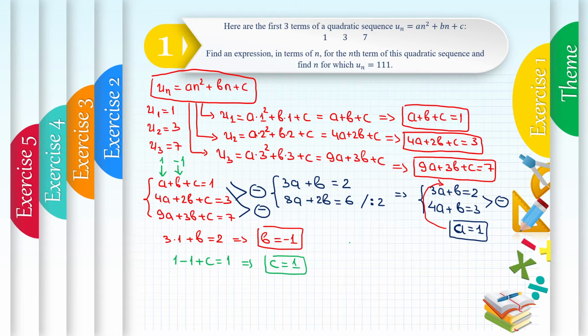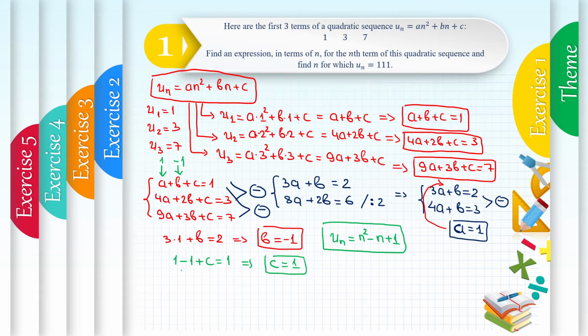And so we had that our general term of the sequence un has the following formula. A is equal to 1, b is equal to minus 1, c is equal to 1. It gives us n squared minus n plus 1. And so easily we solved the first part of our exercise. Next, we can move to the second part of our exercise.